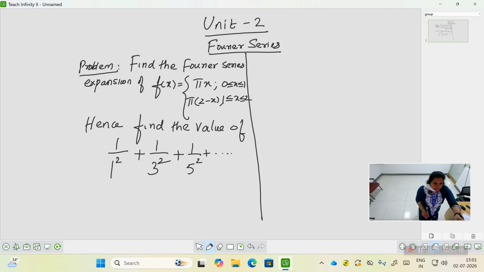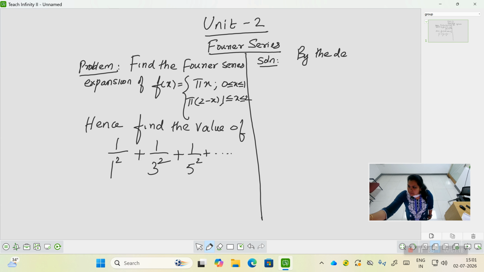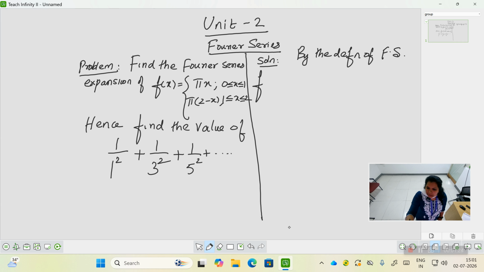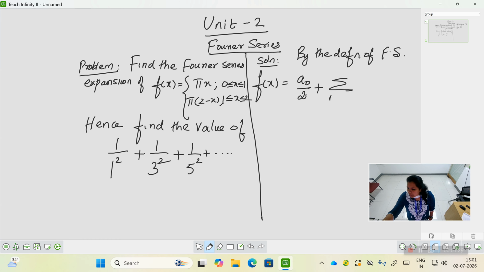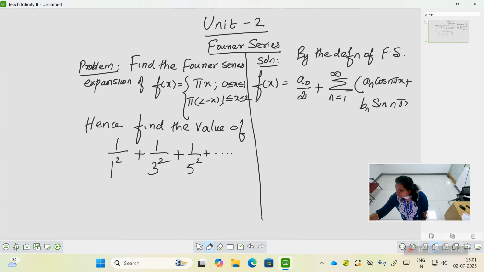So now we are going to find out the Fourier series. The solution is, by the definition of Fourier series, the formula is f of x is equal to a naught by 2 plus summation n equal to 1 to infinity of an cos n pi x plus bn sin n pi x. Here a naught, an, bn are Fourier constants.